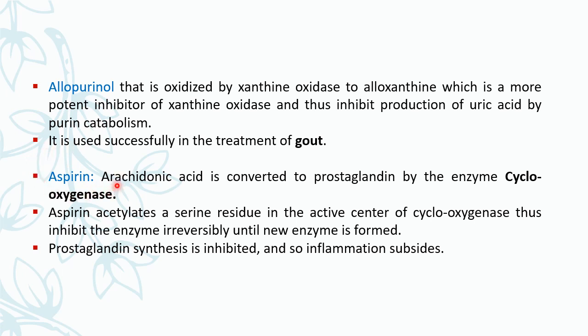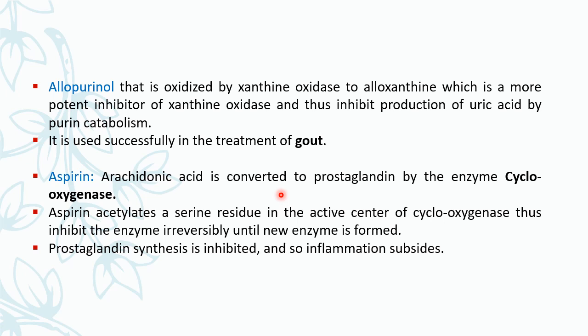The next example of an irreversible inhibitor is aspirin. Aspirin, you are quite familiar with the name. It is very commonly used in the treatment of inflammation. Any inflammatory disorder causes inflammation, meaning swelling, redness, pain, increased temperature. These are the features of inflammation: rubor, calor, dolor, tumor, that means redness, heat, pain, swelling. And aspirin quite effectively relieves the symptoms of inflammation.